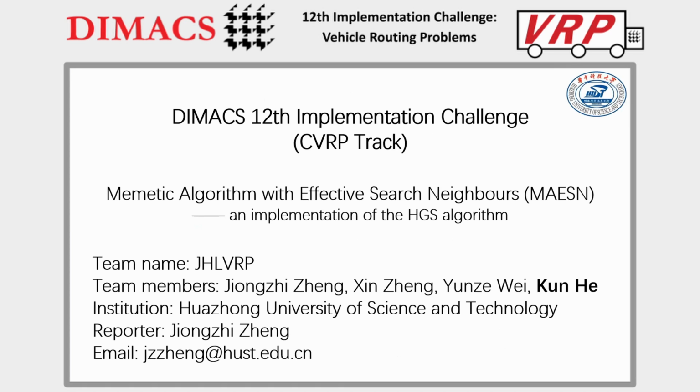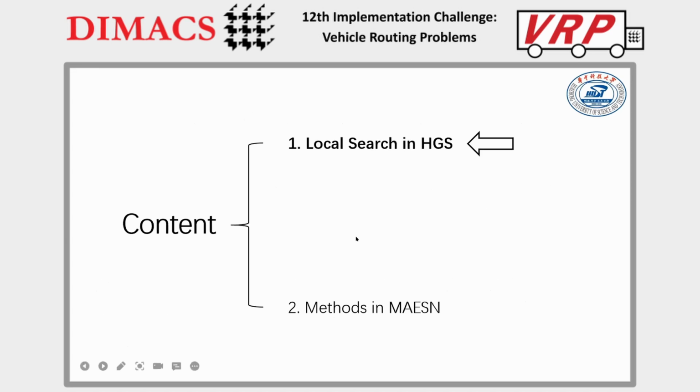I'm glad to introduce our team JHLVRP's method for the CVRP problem here. Our method is an implementation of the famous HGS algorithm. We denote it as a mathematic algorithm with effective search neighbors, that is MAESN. Actually, our method mainly adds some local search operators into the HGS algorithm. So here, we first introduce the local search process in HGS and then introduce our method.